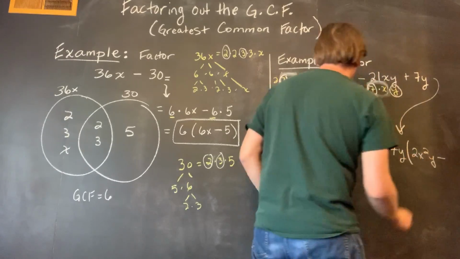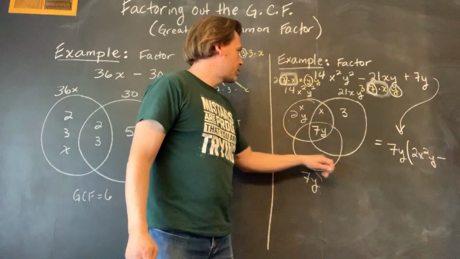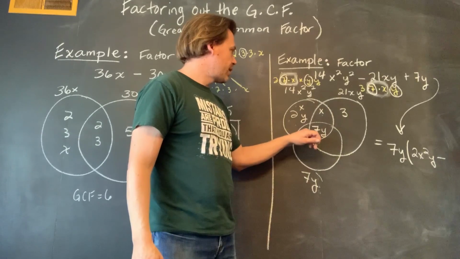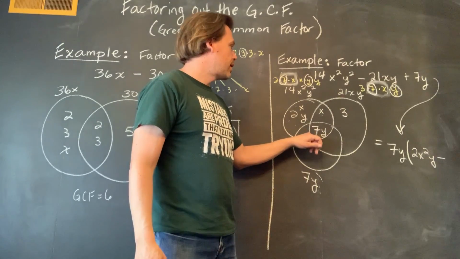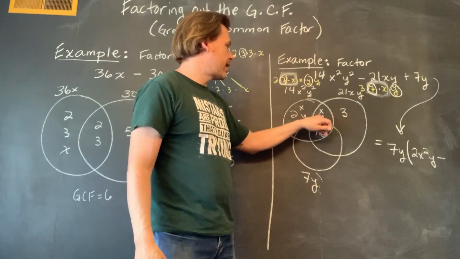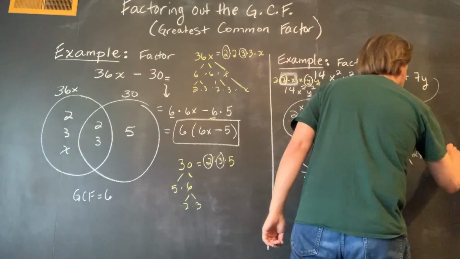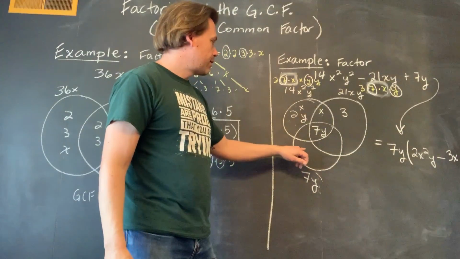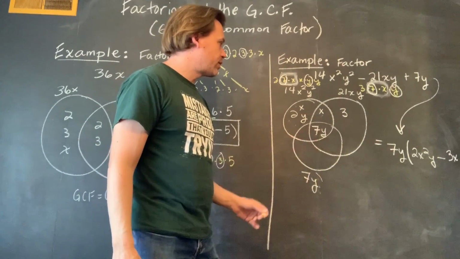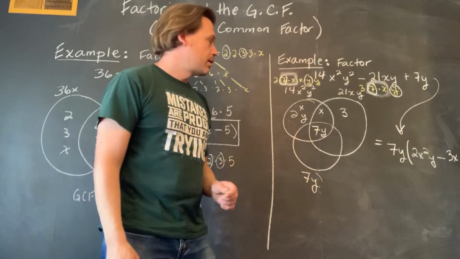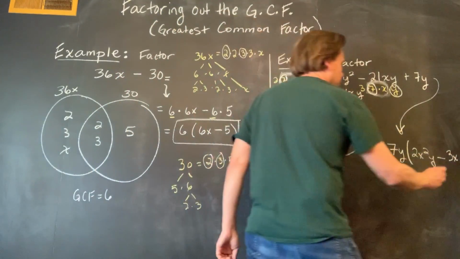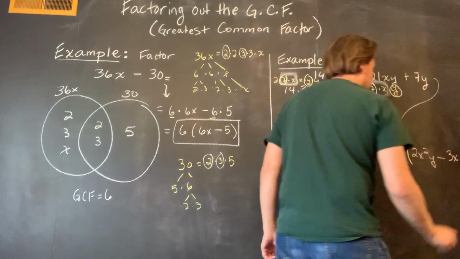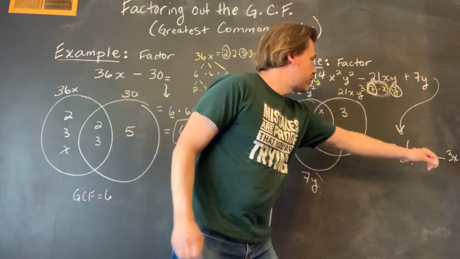And then minus, this was the 21xy. I've already put the 7y in there. I need to now write a 3 and an x, so minus 3x. And then my last one, there was nothing else besides the 7y, so I'm not going to put a 0. I'm just going to put a plus 1. And that's my final factored form.